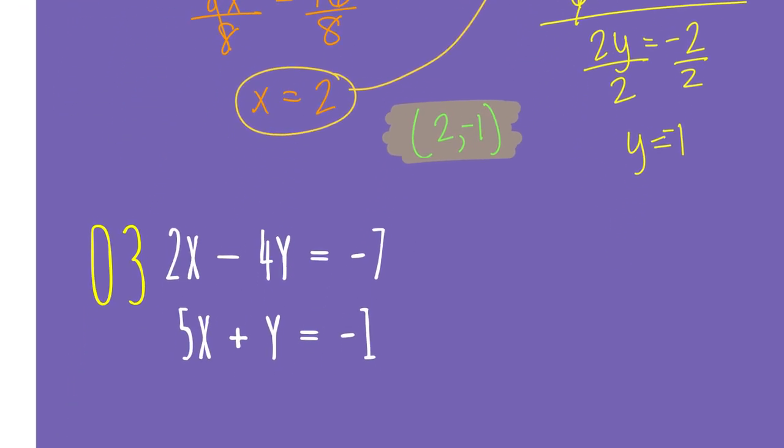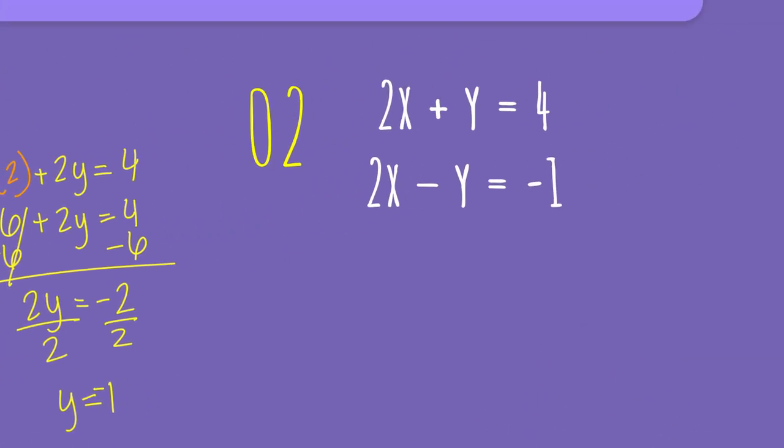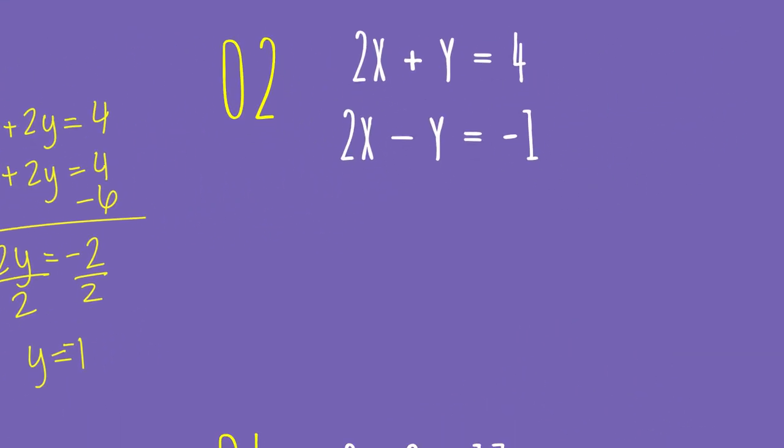Going ahead and looking at number 2. Same thing here. However, I do see that I have two x's, but they're not different signs. They're both positive. But I do see that my y's are different signs. So in this case, same thing like I did before. I'm going to go ahead and cancel out my y's. And I'm adding. I'm going to have 4x equals 3. And in this case, I am going to get a fraction. Divide both sides by 4. And x is going to equal 3 over 4.